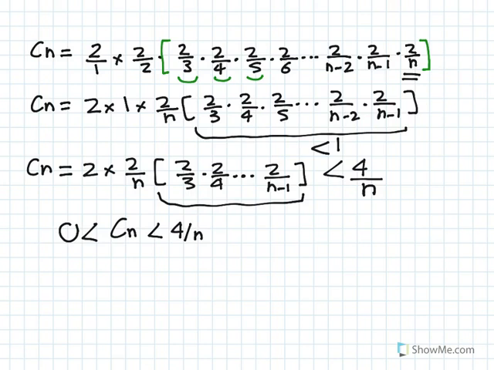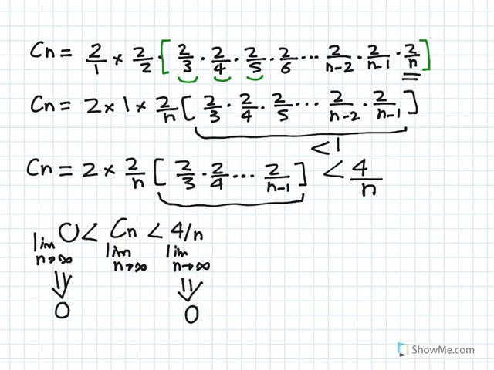So now it's only natural to apply the squeeze law. Let's take the limit as n goes to infinity of the expression on the left, which is 0, the limit of Cn as n goes to infinity, and the limit of 4 over n as n goes to infinity. The expression on the left will approach 0 because the limit of 0 is just 0. The expression on the right, 4 over n, will approach 0 as n goes to infinity because the number 4 is fixed and the denominator n grows without bound. So 4 over infinity is just going to be 0. By the squeeze law, the limit of Cn is also 0.